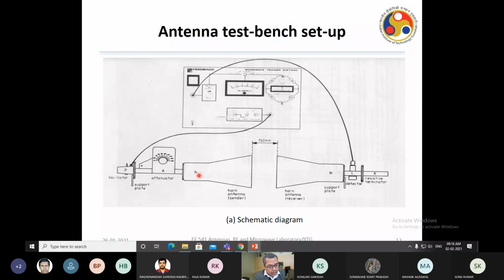This is the horn antenna, this is the transmitting horn antenna, and this is the receiving horn antenna. We are keeping them at a distance which is in the far field, usually around 100 centimeter it should be. Then you will make the measurement using the VSWR meter.